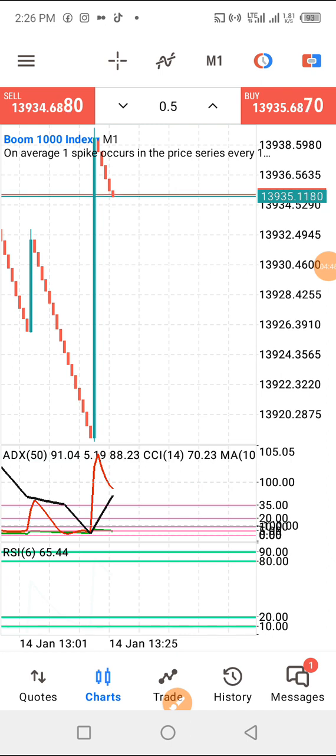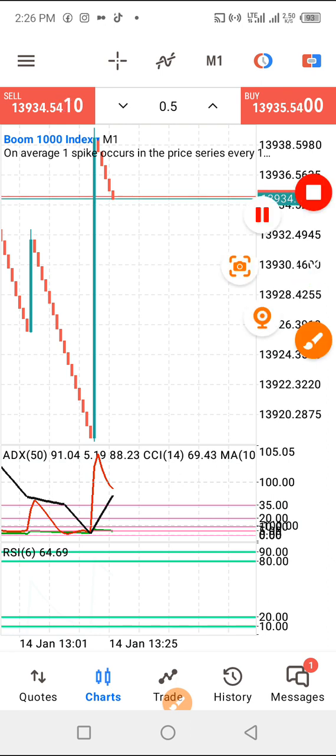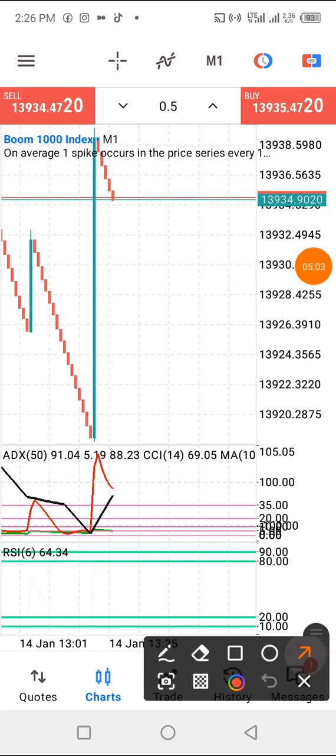Now when you come to the chart, what we want to see before we take a spike is our green line, which is the ADX line. We want to see the ADX line, which is this green one, in between level 10 and level 0. That is our first lookout.